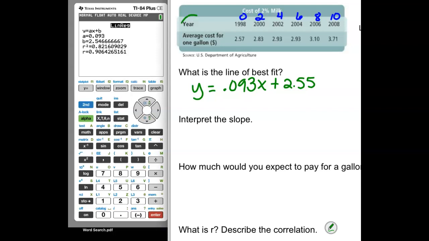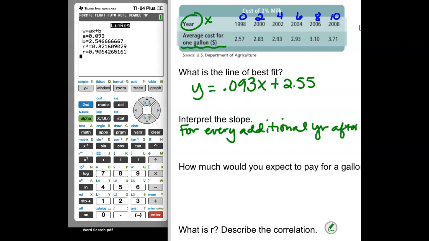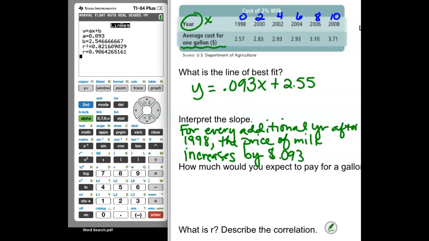Interpreting our slope, again, our x's would be increasing by each year, and our y values would be the cost of the milk. So for every additional year after, where did we start? 1998. For every year after 1998, the price of milk is increasing by 0.093. It's 0.093, so about 9 cents each year.